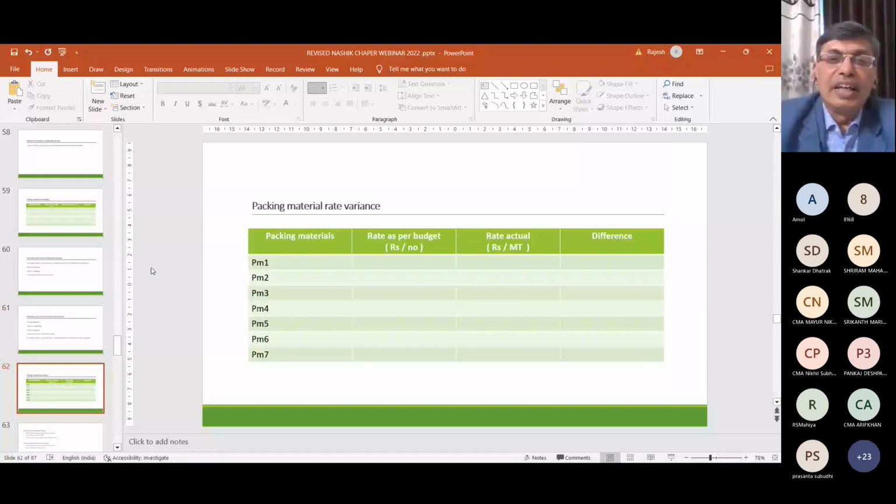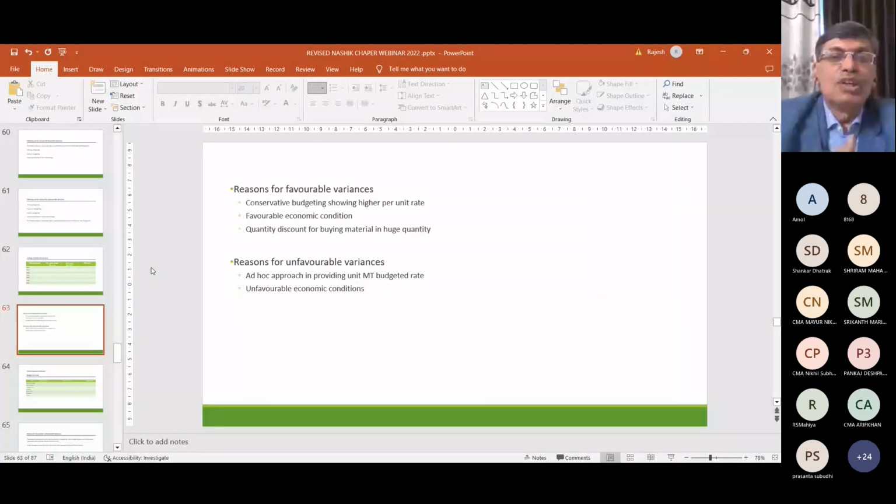Packing material rate variances. Rate as per budget, actual rate and differences. So the reasons for the favorable variances are conservative budgeting showing higher per unit rate, favorable economic conditions, and quantity discount for buying material in huge quantity. And reasons for unfavorable are this ad hoc approach in providing per metric ton budget rate, and unfavorable economic conditions.